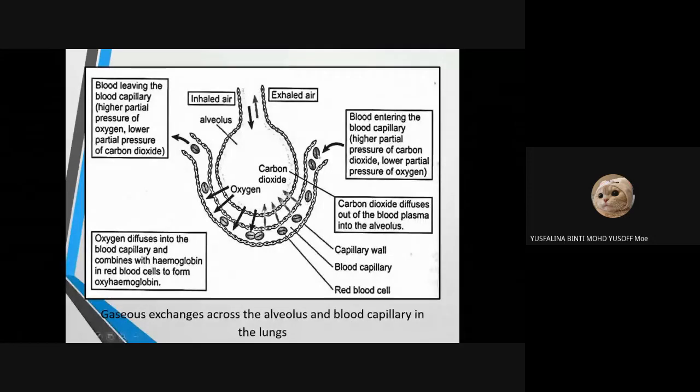Okay. For this one, just now I explained, right? When the blood enters, it has a low oxygen, high carbon dioxide. In the alveolus, it has a high oxygen, low carbon dioxide. So since this one has a high oxygen and this one has a low oxygen, the gas will travel through diffusion. So it will diffuse to the red blood cell. And then because the red blood cell now has a high carbon dioxide and the alveolus has a low carbon dioxide, the carbon dioxide will travel from the red blood cell to the alveolus through the process of diffusion. So remember, diffusion is the movement of gas from the high concentration of gas to the low concentration of gas, right?